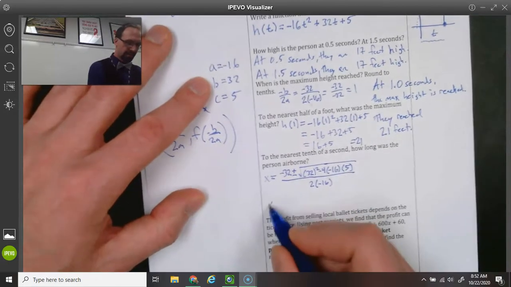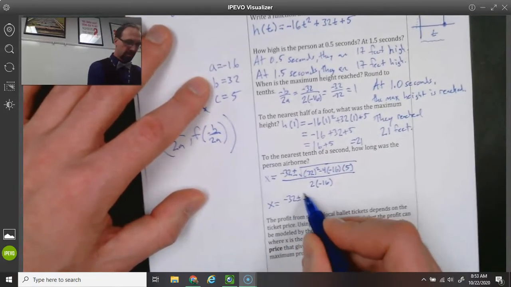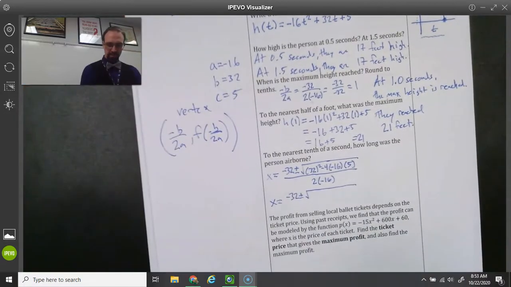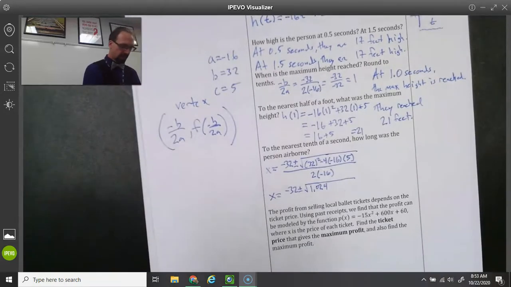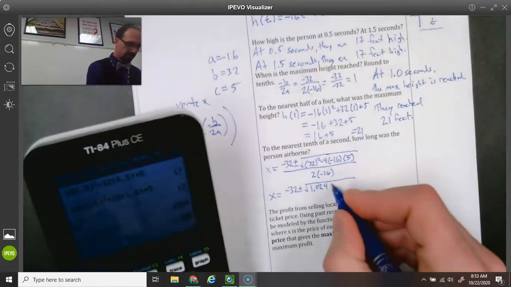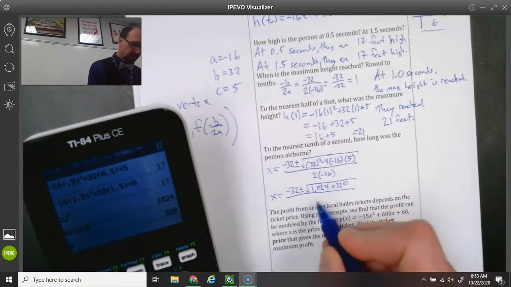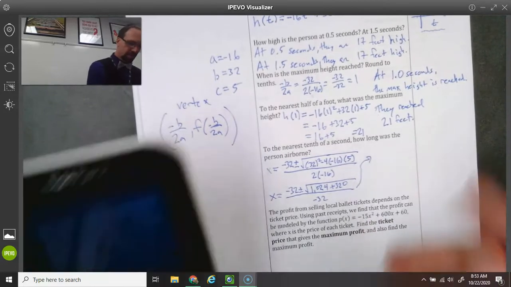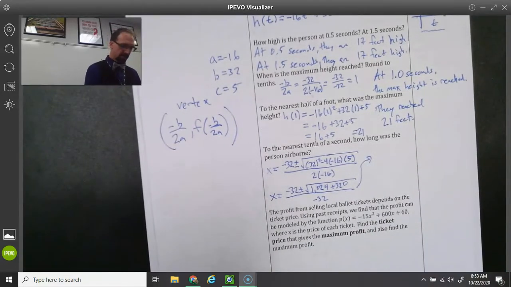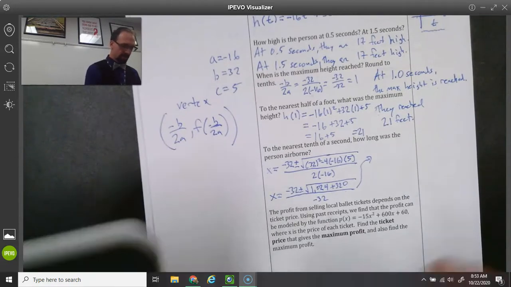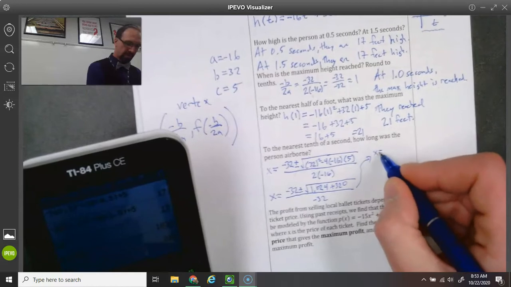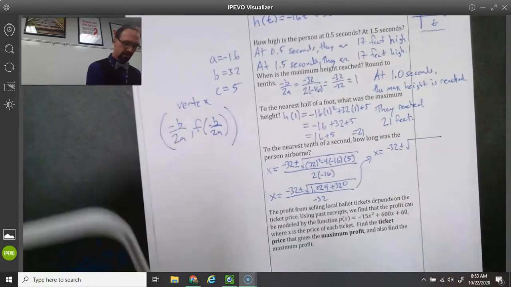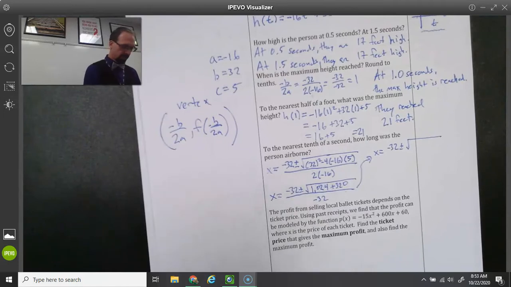So now we're just going to simplify this. x equals opposite b, plus or minus 32 squared eludes me, not one I have memorized, 1,024. And then 4 times 16 times 5, 320, so plus 320, all over negative 32. So I'm just going to try the square root of 1,024 plus 320. Let's find out. x equals negative 32 plus or minus square root of 1,024 plus 320.